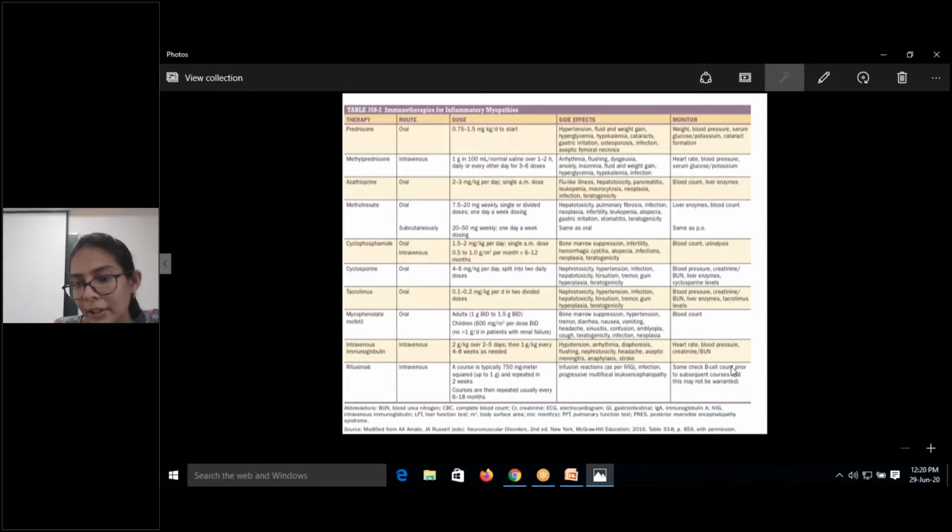And monitor the blood counts, B cell counts, because it's a CD20, B cell destructing drug, right? So you need to take care of the B cell count, because secondary infection should not be happening in the patients. Okay.